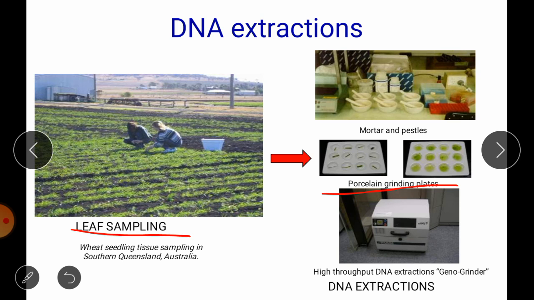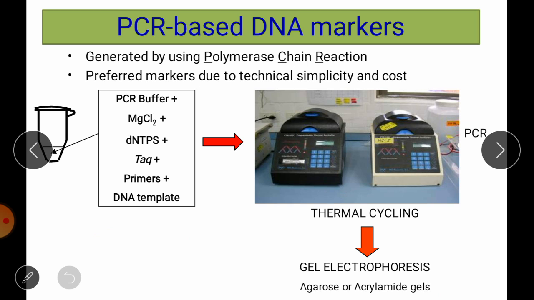Then after DNA isolation, you have to check the DNA quality by using certain equipment, like a Geno Grinder or NanoDrop. Such types of machineries and equipment are available. The Geno Grinder is also used here for extraction and crushing purposes. So you can use them to extract DNA.